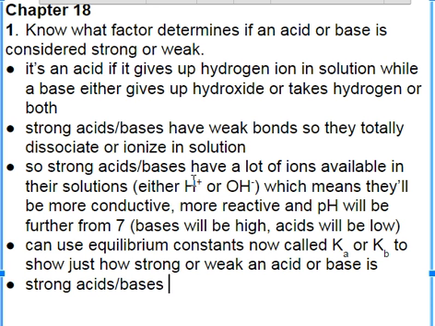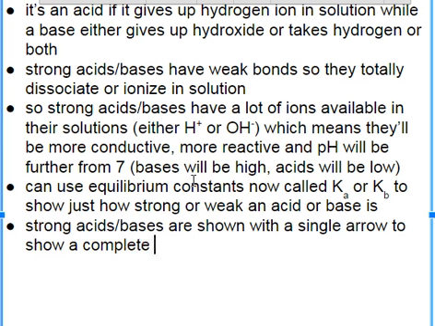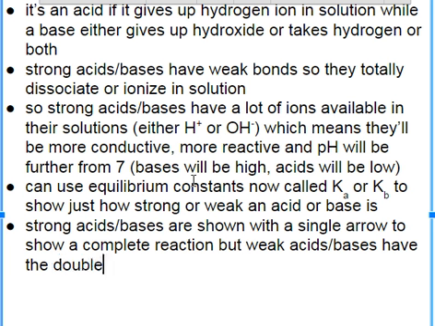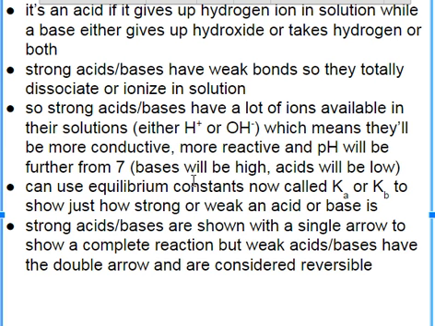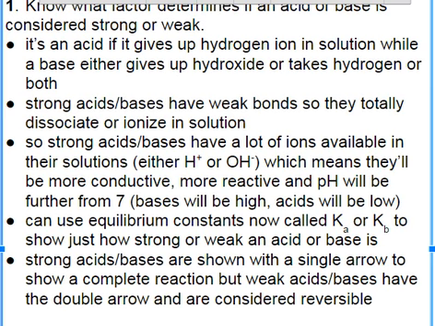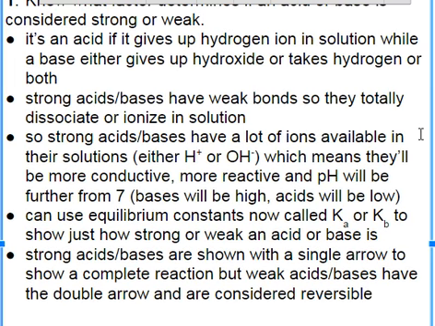So strong acids and bases are shown with a single arrow to show a complete reaction. But weak acids and bases have the double arrow and are considered reversible. In fact, most of them have an equilibrium far to the left. They barely dissociate at all. And most acids and bases are actually weak. There are very few. I can only think of 8 total acids and bases that are considered strong. 3 acids, 5 bases.